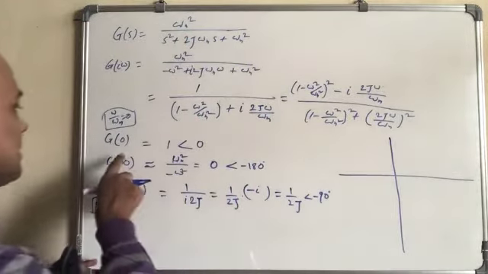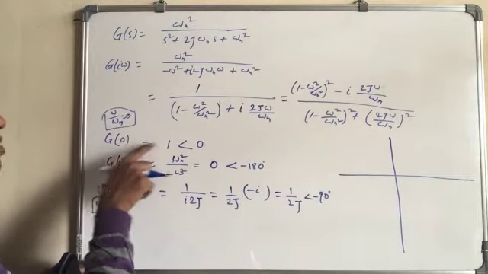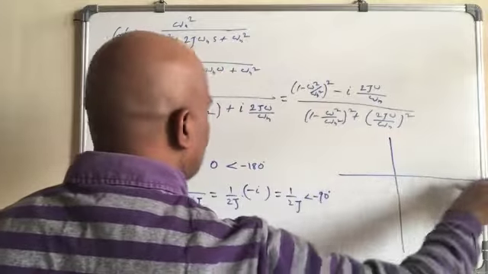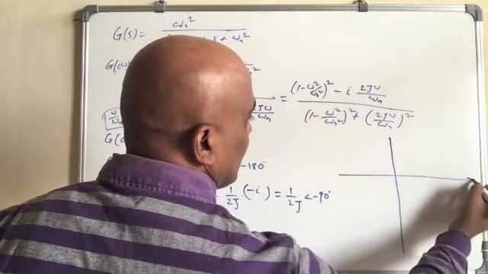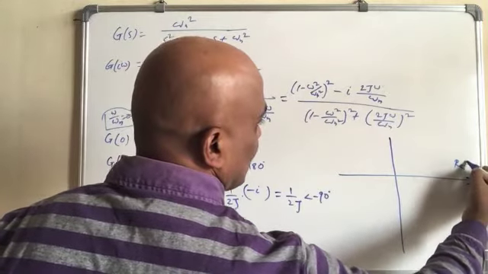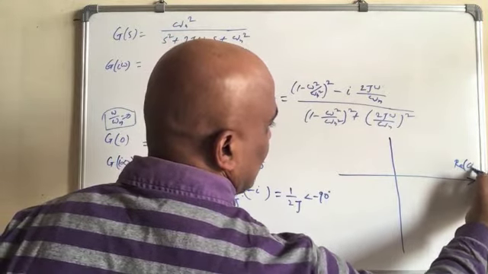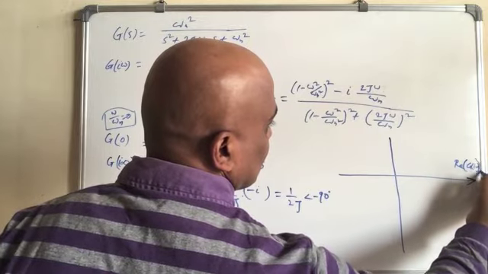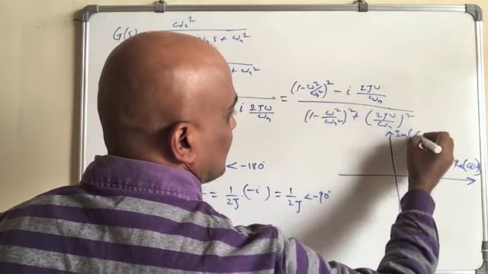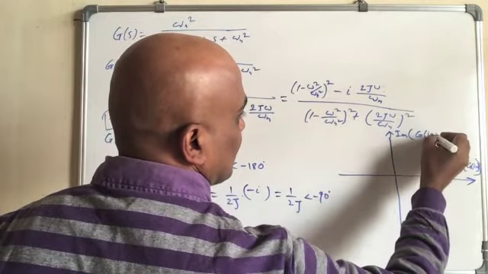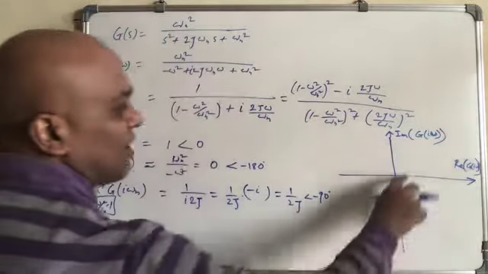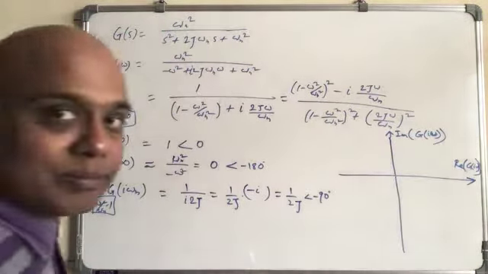And what we get: omega equal to 0 means the positive real axis. This is the real part of G(i omega), this is the imaginary part of G(i omega), and then we are varying omega, we are going to plot it.